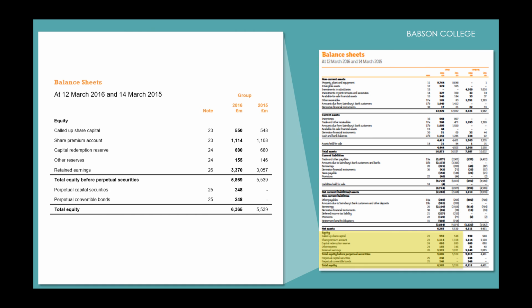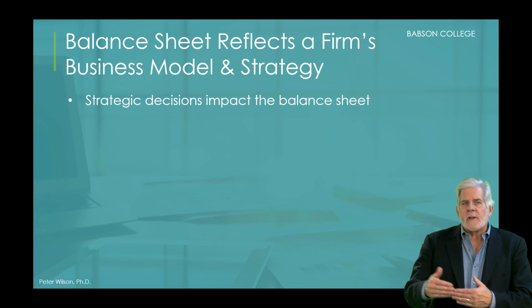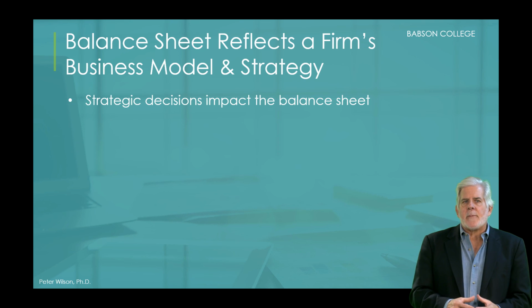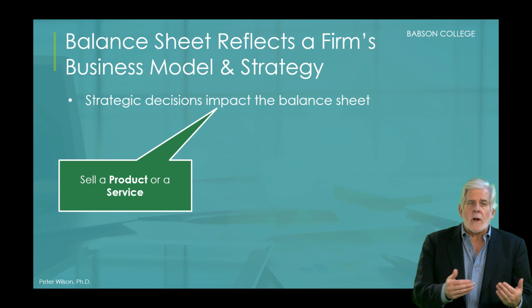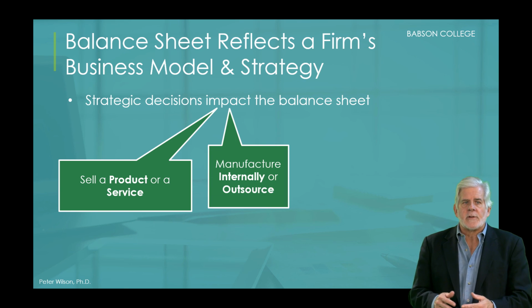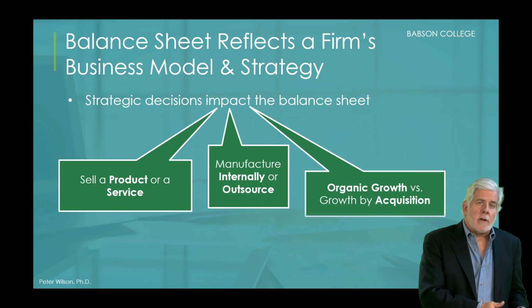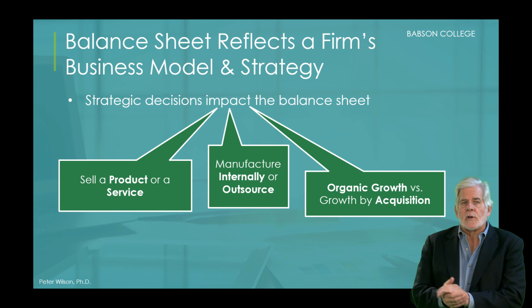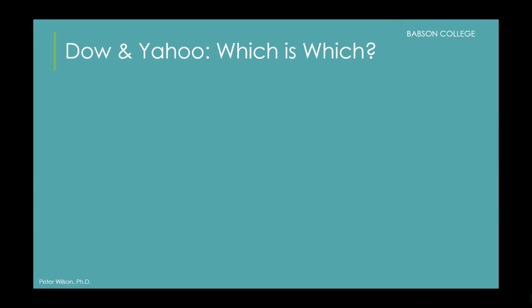It can be interesting to note the different balance sheet profiles that occur when firms are in different industries or employ different business models or operating strategies. Before moving to the next slides, think about how the balance sheets might be different for a product or service firm, or a firm that owns its own manufacturing facility versus one that outsources production to an unaffiliated third party, or a firm that prefers to grow internally versus another firm that grows by purchasing other businesses. The following slides provide some examples.